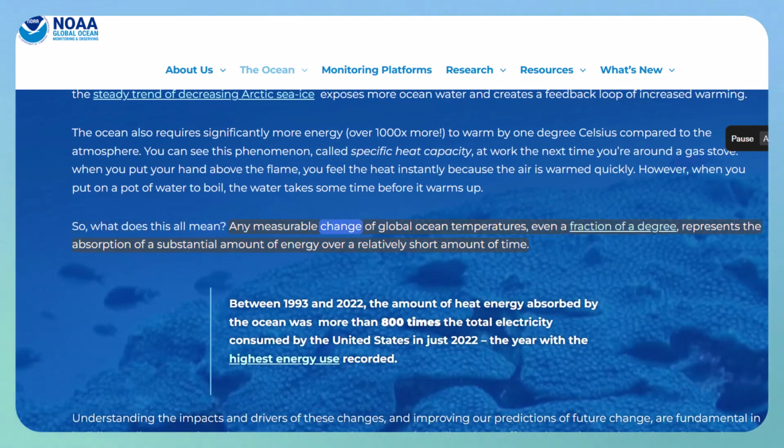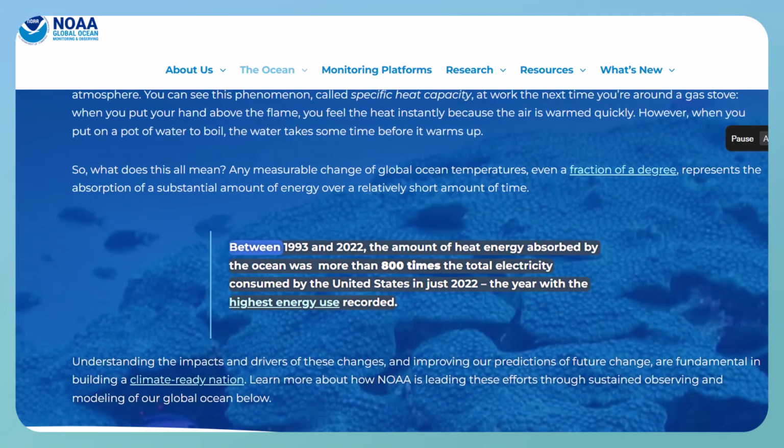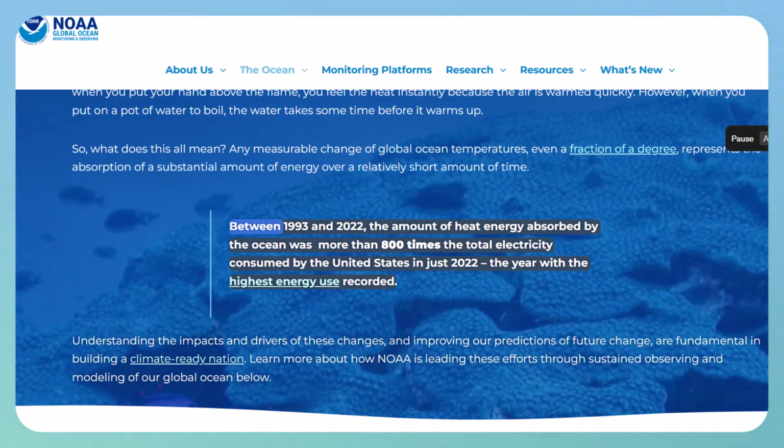Any measurable change of global ocean temperatures, even a fraction of a degree, represents the absorption of a substantial amount of energy over a relatively short amount of time. Between 1993 and 2022, the amount of heat energy absorbed by the ocean was more than 800 times the total electricity consumed by the United States in just 2022, the year with the highest energy use recorded.